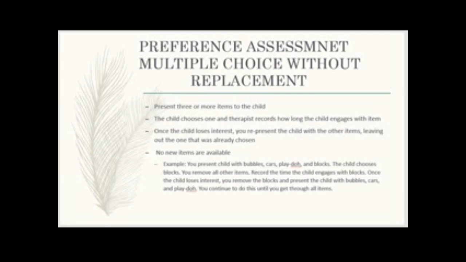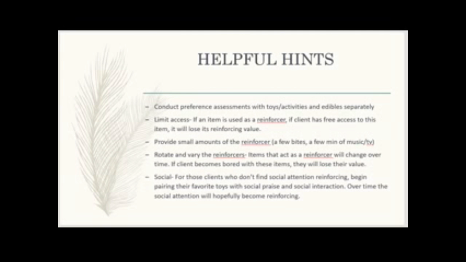So if you interact with one activity or one toy that the child chose, you have to interact with all of the other 3 or 4, depending on how many choices that child has. So if the child interacts with blocks and I let the child play alone, the child's going to play alone for Play-Doh, the child will play alone with cars, and the child will play alone with bubbles. Why is that so important? I'm going to go back to the helpful hints.